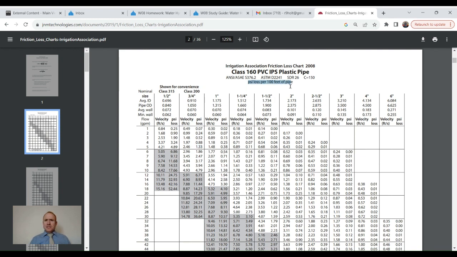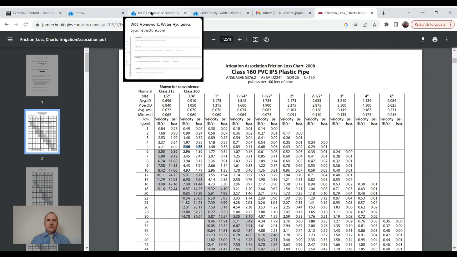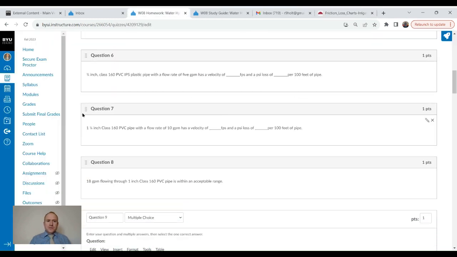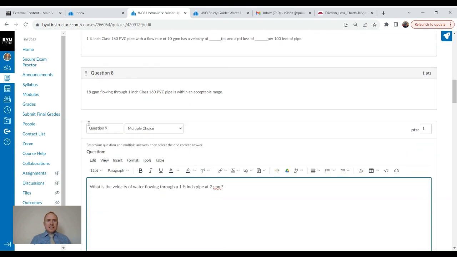Now, one thing to keep in mind, this is really important actually. This is talking per 100 feet of pipe, and that's going to play a big role as we get into different questions and more complicated questions. But for that one, those are the numbers we're looking for. So that's a good way to get started with this. Next question, we're just looking at a different size of pipe, so you can do that.